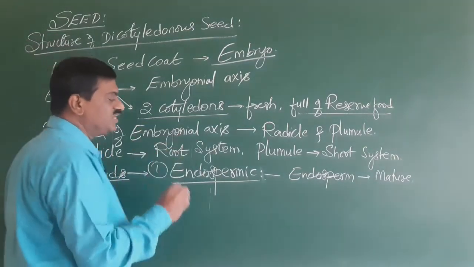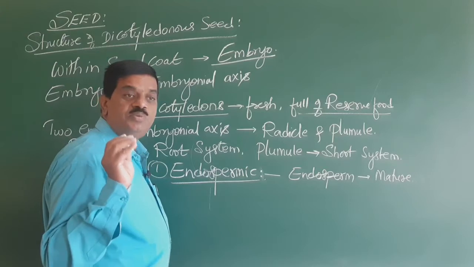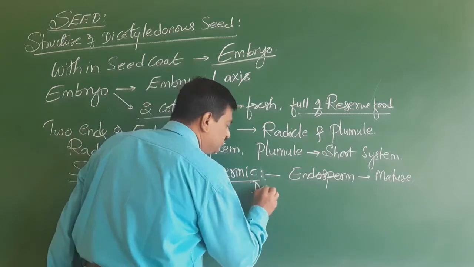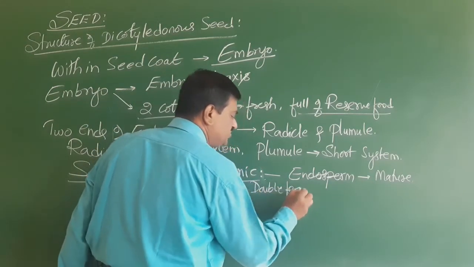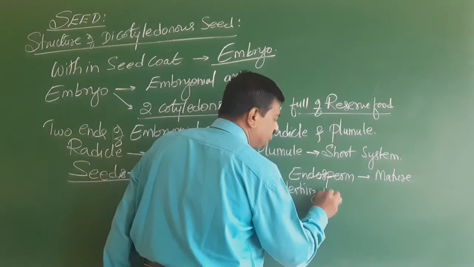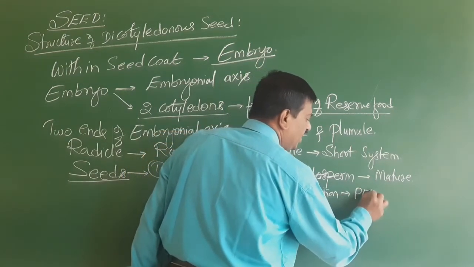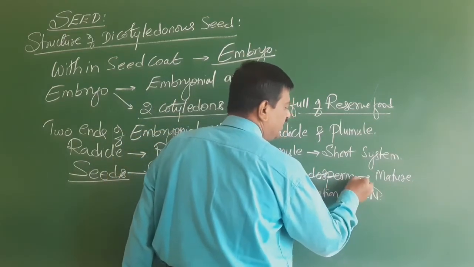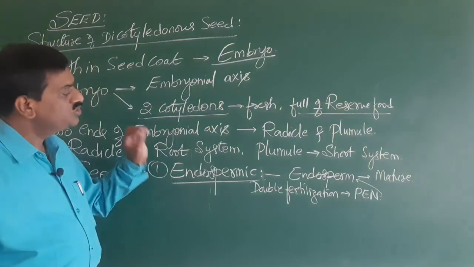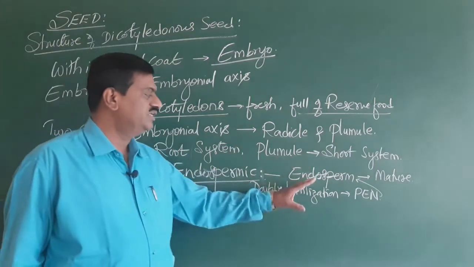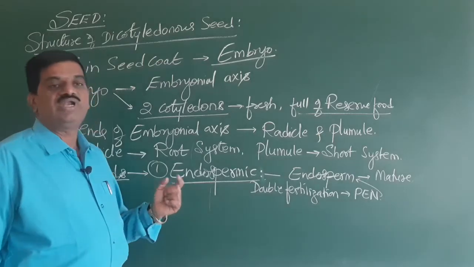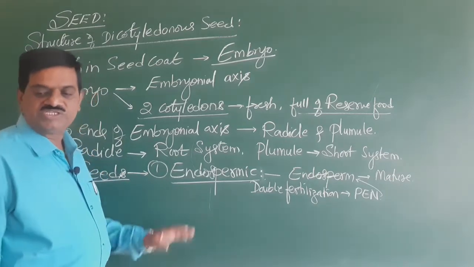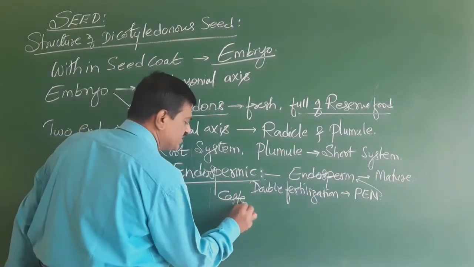In the last class I mentioned that the endosperm is formed by double fertilization. So here double fertilization takes place. Double fertilization helps in the formation of the primary endosperm nucleus. The primary endosperm nucleus helps in the formation of an endosperm. So the endosperm is present in the seed. That type of seed is called endospermic seeds. In endospermic seeds, one example is castor.